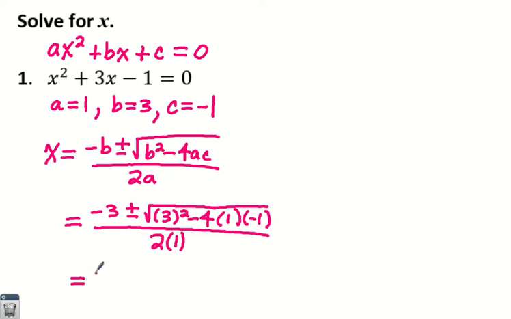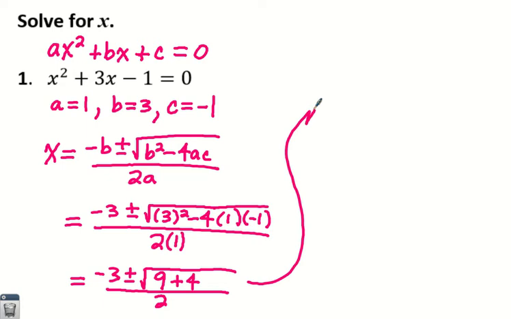So negative 3, and like I was saying, 3 squared is a little bit easier, that's just going to be 9. And then over here, the way I do it is I think of it as negative 4 times positive 1 times negative 1. So keep track of your negatives, because that's actually going to be plus 4. And then 2 times 1 is 2. So this becomes, in the next step, 9 plus 4, which I just make 13, and 2.